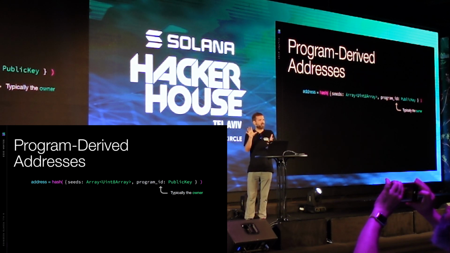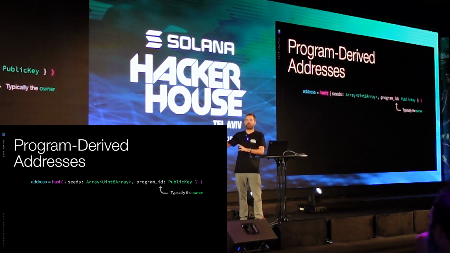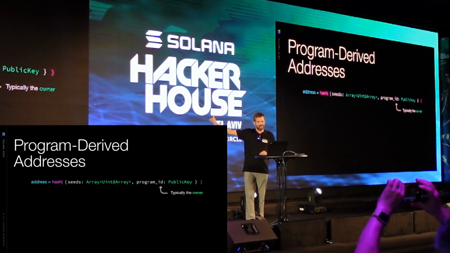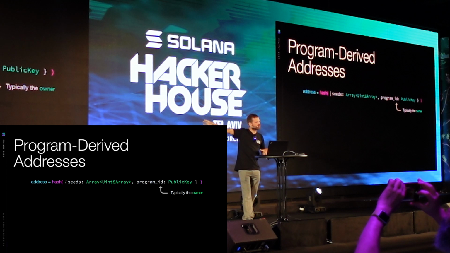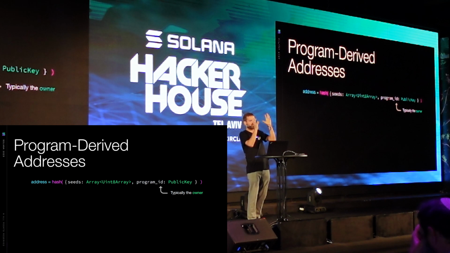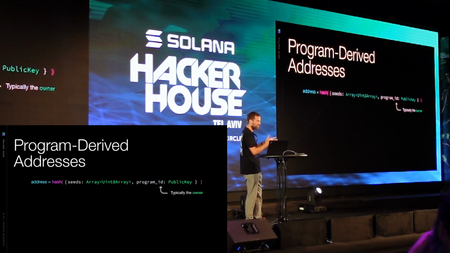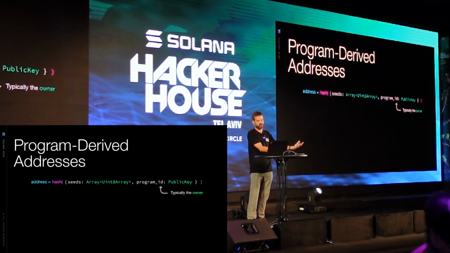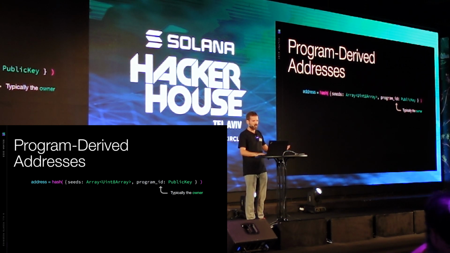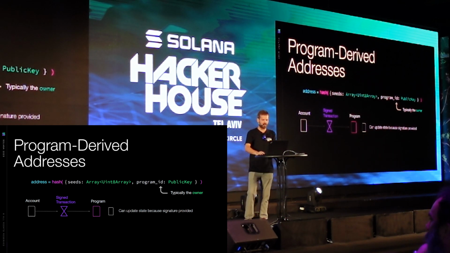It's basically just a bunch of seeds, so just some bytes, like strings or public keys, and then in the end, the program ID. And the program ID is what makes it clear which program it belongs to. So this program-derived address belongs to this specific program ID. And only this specific program can then sign for this account. There's some more magic in the background how that works that I'm not going to go into, but I do have some videos on YouTube that go into depth there if you're interested.